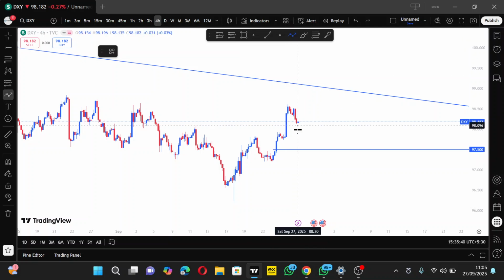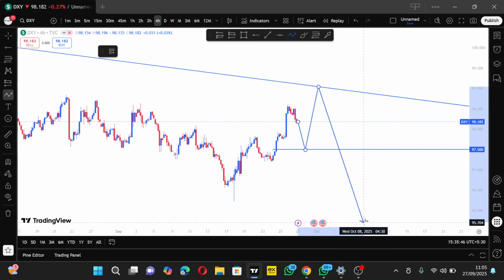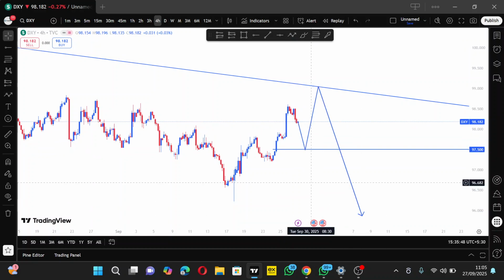So this is what I'm expecting from the dollar to happen. Come here and we buy up to this area before we sell again. So this coming week, we all know that with the dollar index, if the dollar is bullish, the quote currency pairs of the dollar are going to be bearish. Now, if the dollar is bearish, the quote currency of the dollar is going to be bullish. That is how it works.